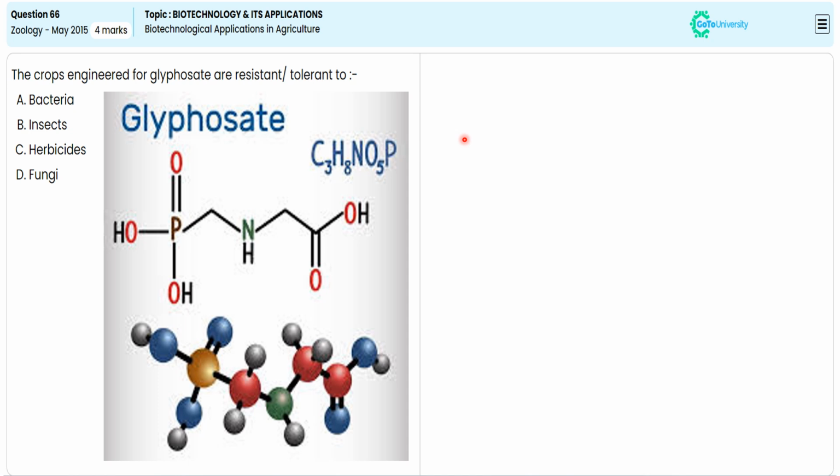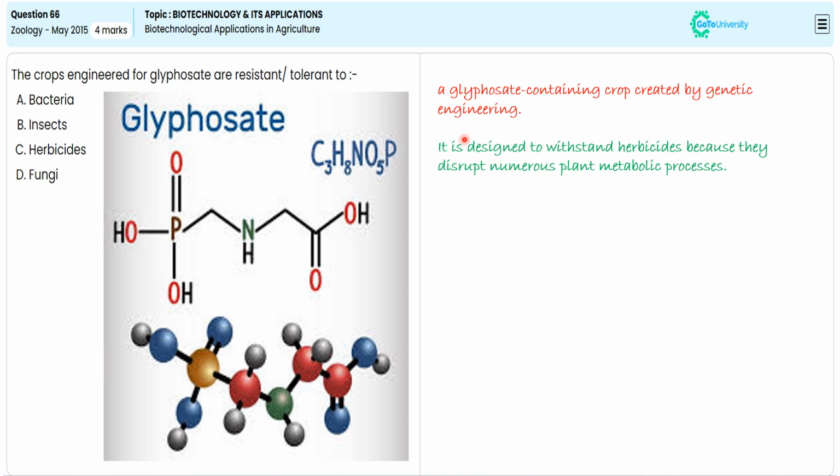This glyphosate containing crop is created by genetic engineering technique. It is designed to withstand herbicide because they disturb numerous plant metabolic processes. Thus, herbicide is the right option. With this specification, we are choosing option C as the correct answer to secure 4 marks.